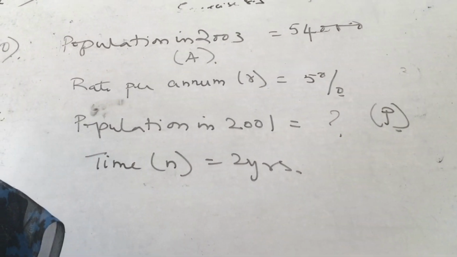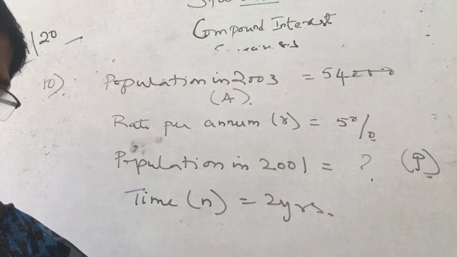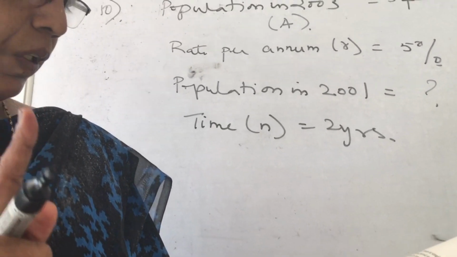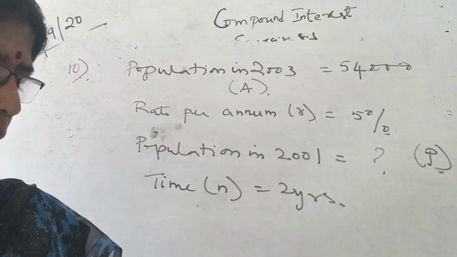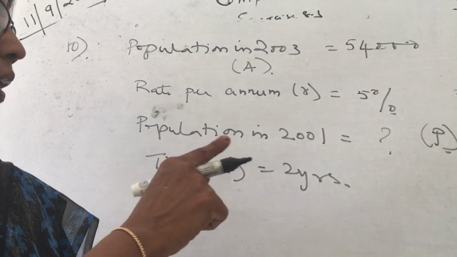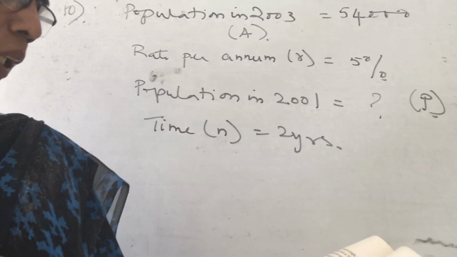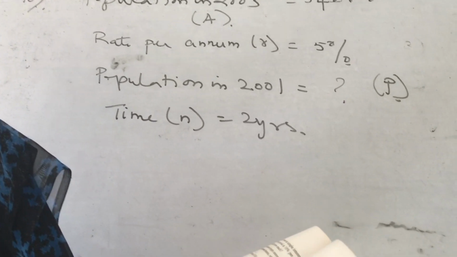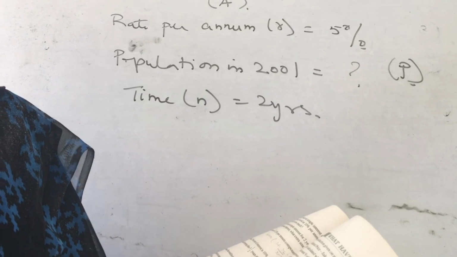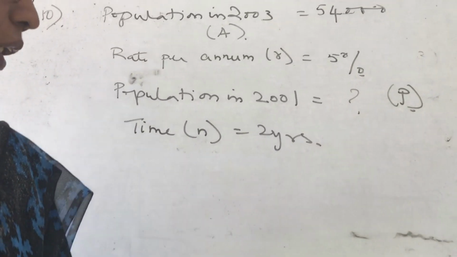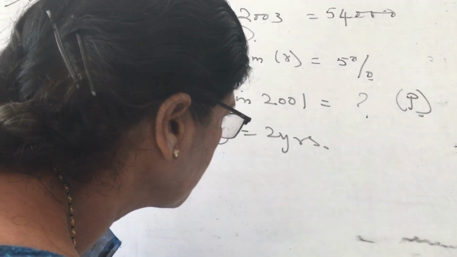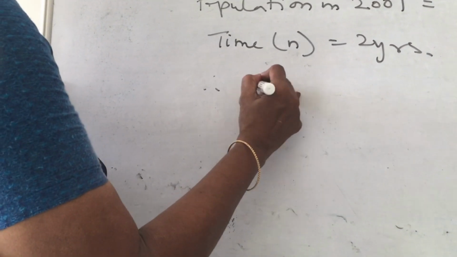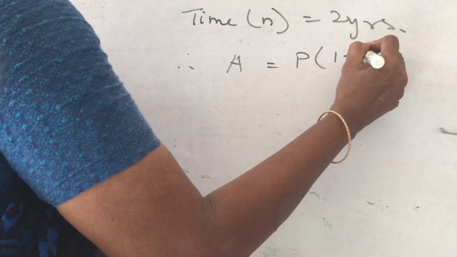From 2001 to 2003, how many years? 2001 to 2002, first year. 2 to 3, second year. So n is equal to 2. How did you get that n is equal to 2? 2001 to 2002 is 1 year. 2002 to 2003 is the second year. So time is 2 years. The same formula, children. There is no change in your formulas, children.